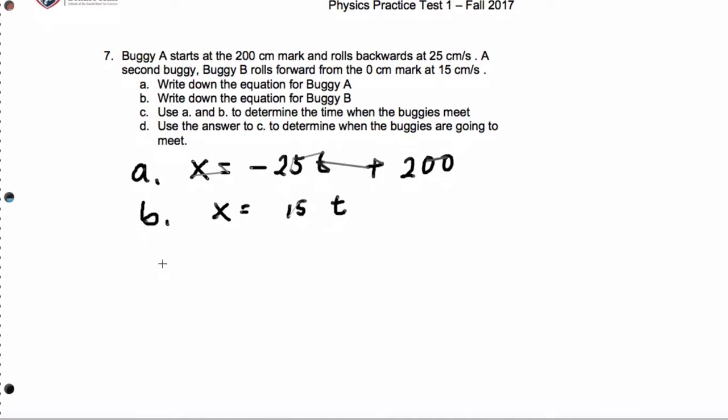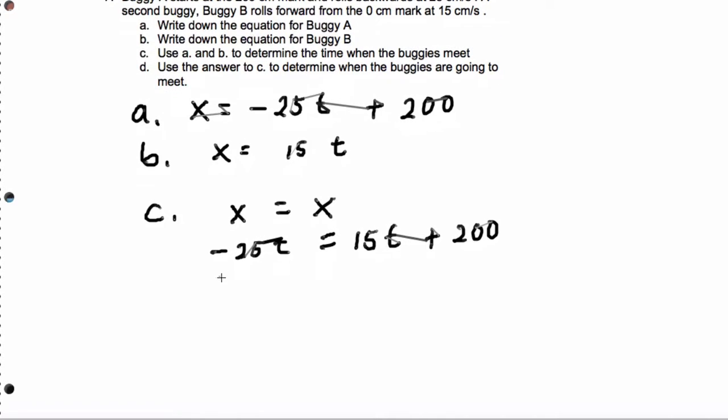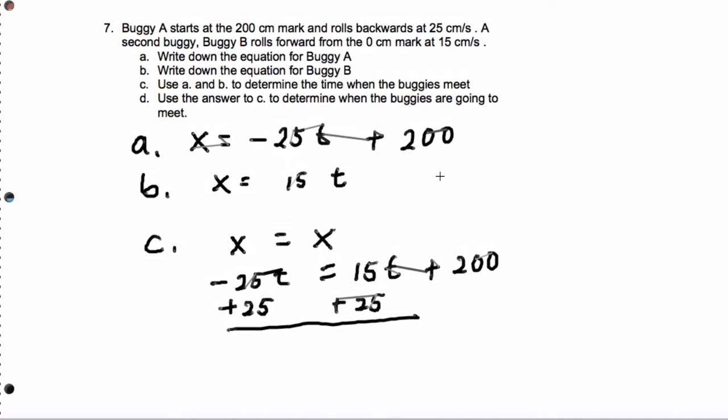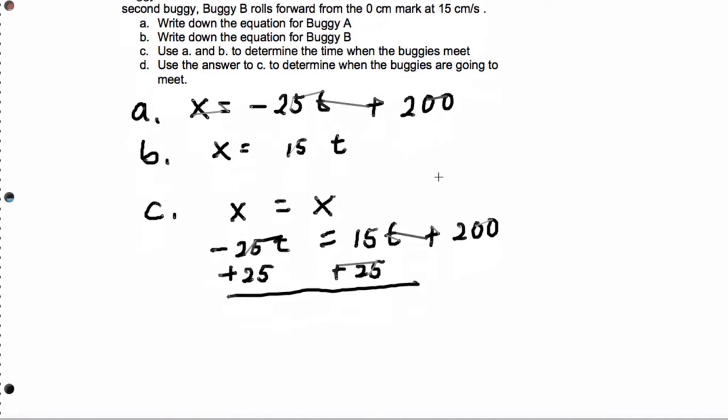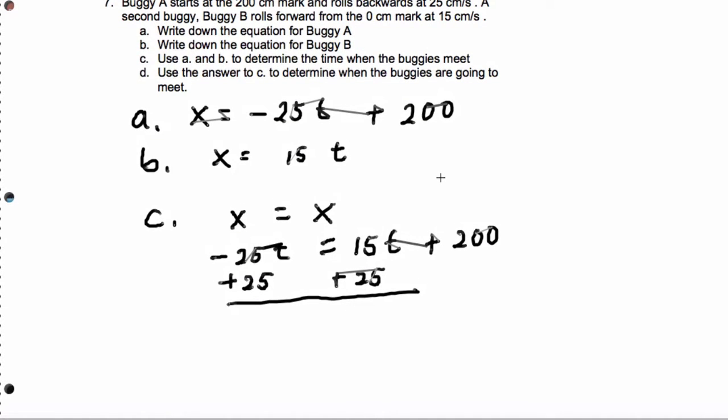To figure out when the buggies meet, we're going to set these positions equal because they'll meet in the same place at the same time. So we'll get negative 25t equals, sorry this writing's so weird, 15t plus 200. So we'll add 25 to both sides. And so, yeah, I copied this wrong.